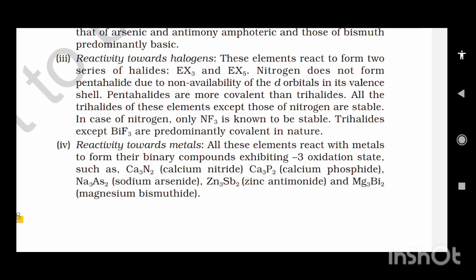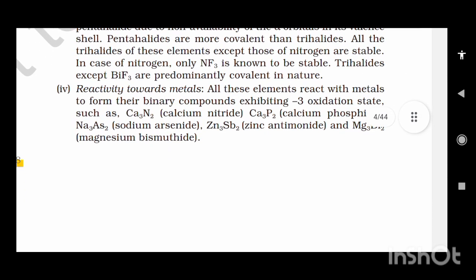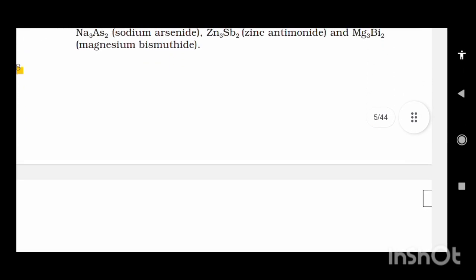Reactivity towards metals. All these elements react with metals to form their binary compounds exhibiting -3 oxidation state, such as calcium nitride, zinc antimonide and magnesium bismuthide.